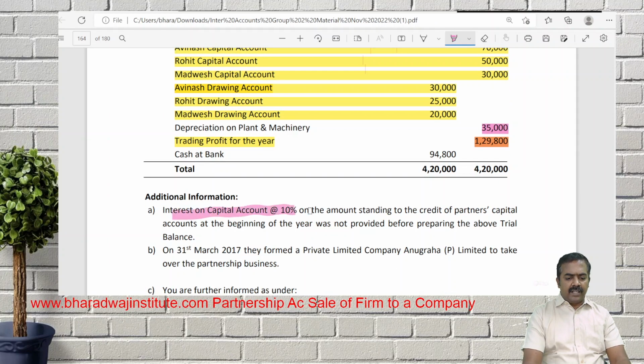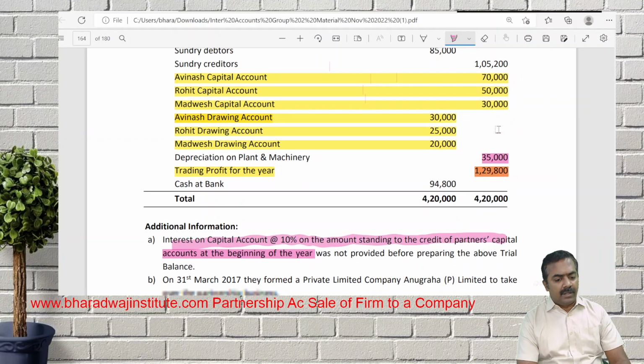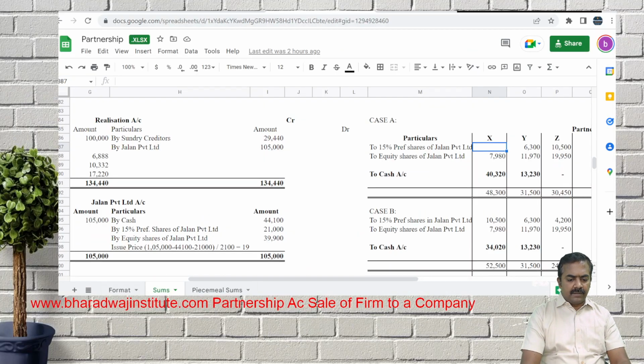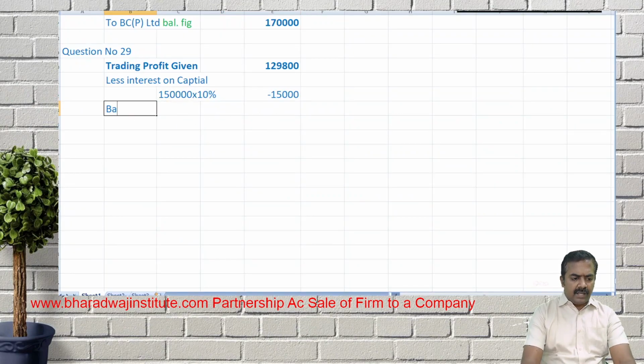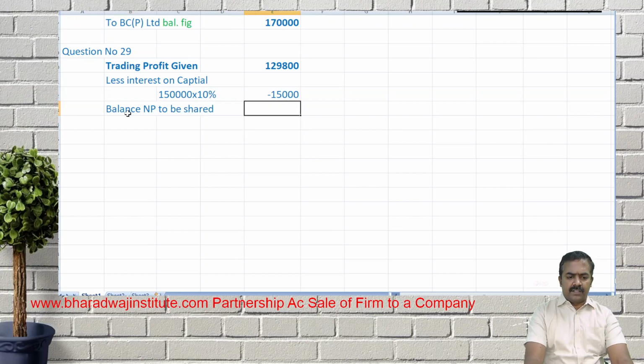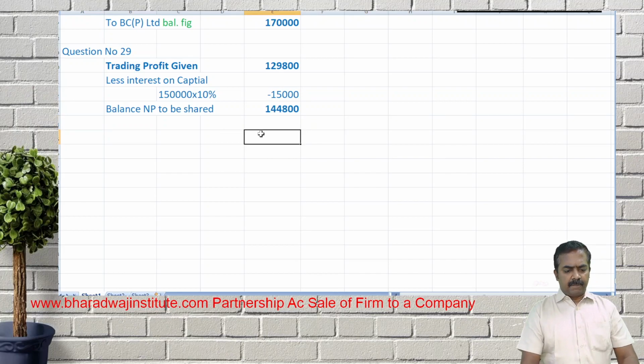Interest on capital 10% on the amount standing at the credit of partners' capital account at the beginning of the year. Drawings எல்லாம் கொடுத்துக்கூடாது. They are asking you to charge which one? Interest on capital only. How much you get? 15,000. Balance net profit to be shared amongst partners. The 1,29,800 ல interest on capital போக balance profit share பண்ணிக்கணும். Wait பண்ணுங்க. We'll work out capital account of partners.